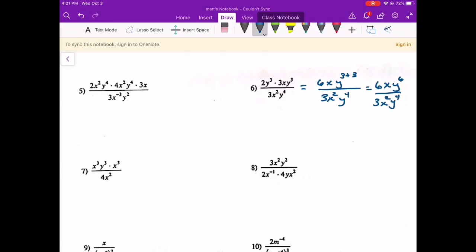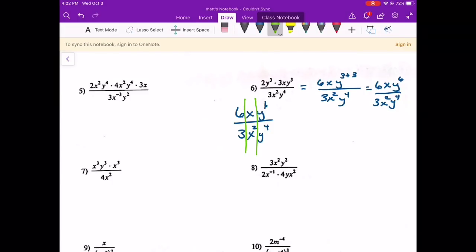Now, what I like to do is I like to separate these into, and I'm going to write this a little bit bigger so it's easy to work with, 6x y to the 6th over 3x squared y to the 4th. And I like to divide these up so that I'm focused on just those coefficients, just my x's, and just my y's.